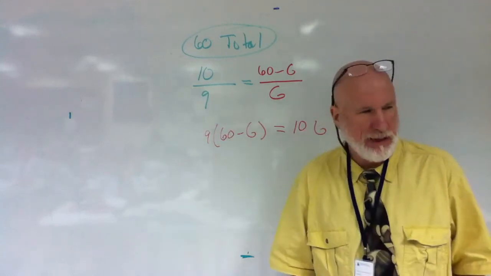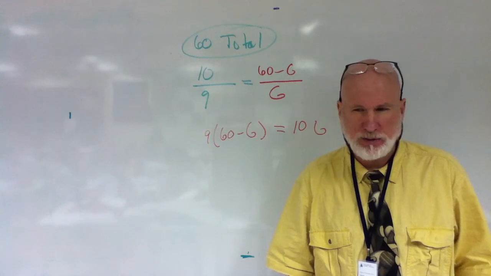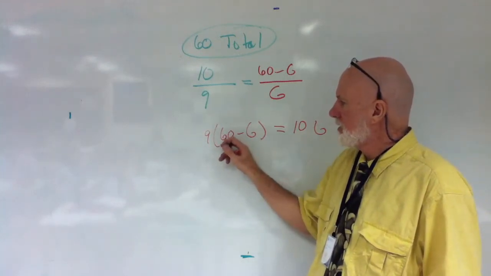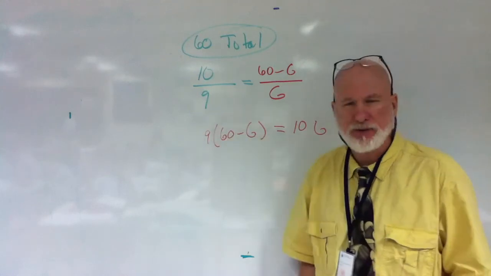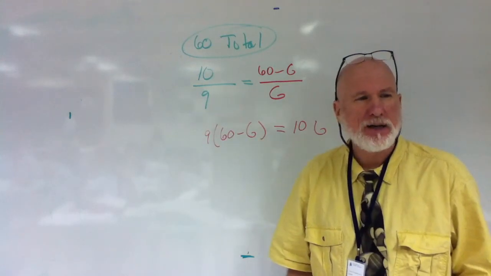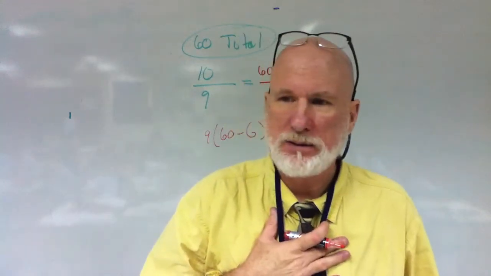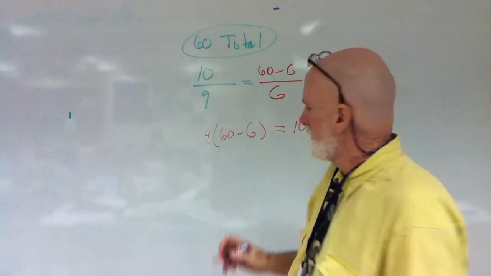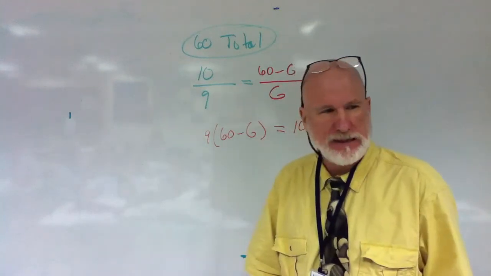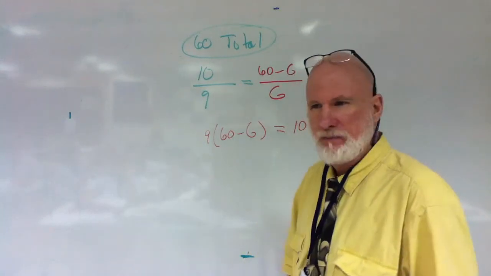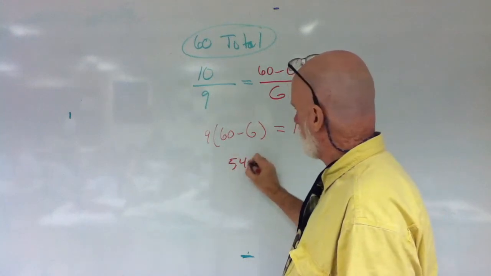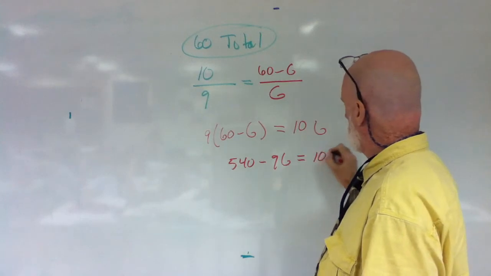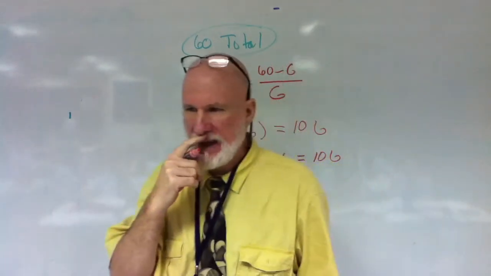Now, what do we use to multiply? What rule in algebra? It's the name of a rule. It starts with a D. When we multiply 60 by 9 and G by 9, what's it called? What property? Excellent. The distributive property. So what's 9 times 60? 540. 540 minus 9G equals 10G. Is that right? Are we okay with that?